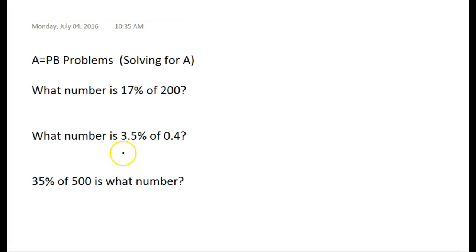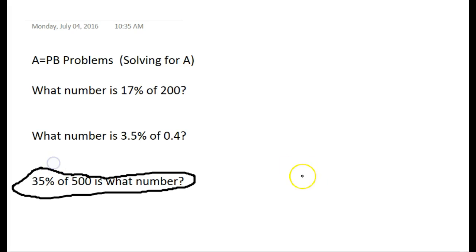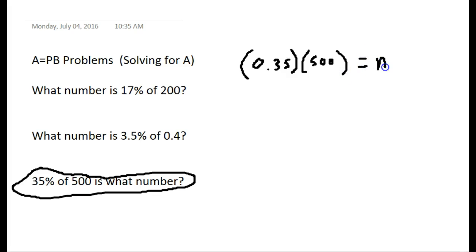Sometimes they might be worded just a little bit differently. Like this last one, it's the same type of problem, but it's just giving you the P and B on the left side. 35% of 500 is what number? So, all right, 35%, 0.35 of 500, so 0.35 times 500 is what number? So my A is actually on the right side, doesn't matter.